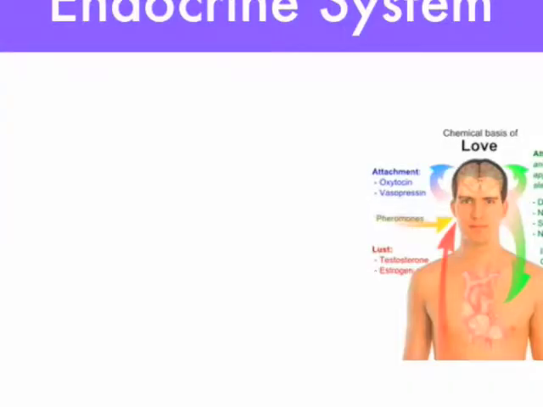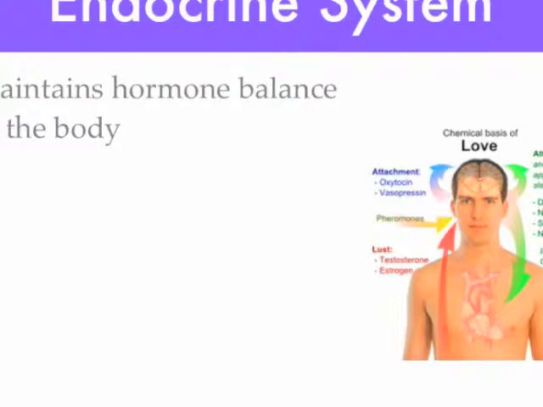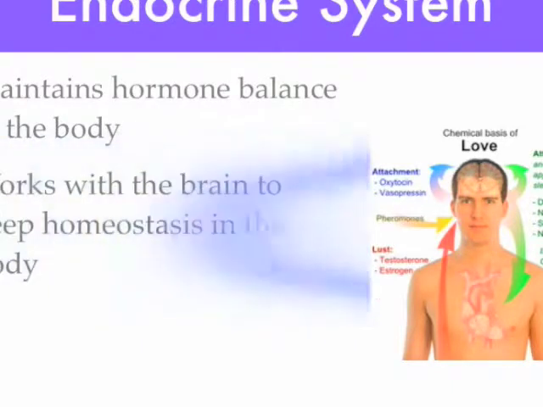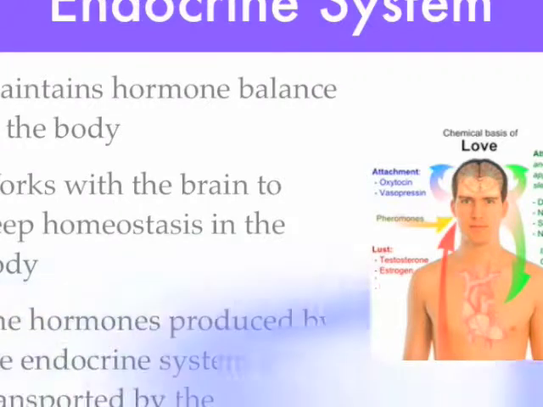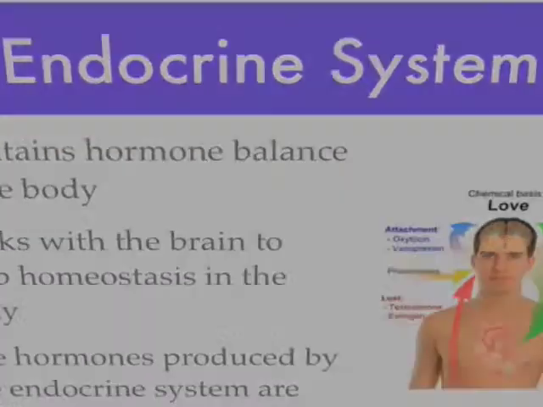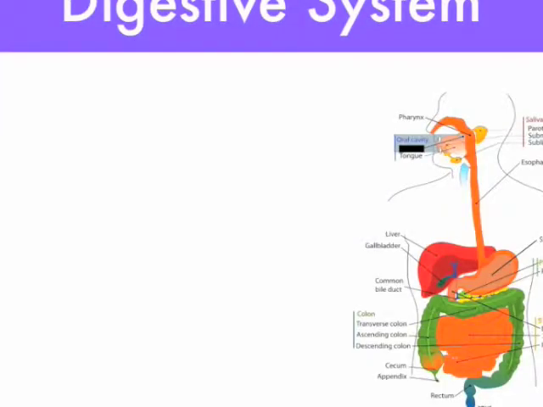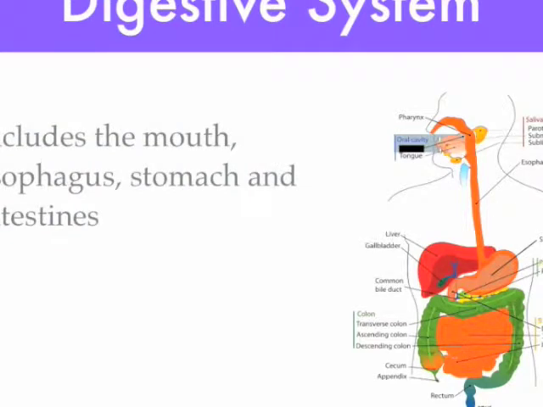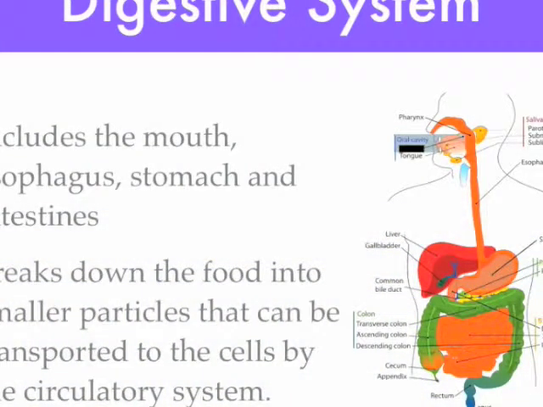The endocrine system. This maintains your hormone balance in your body. It works with the brain to keep homeostasis in your body. And the hormones produced by the endocrine system are transported by the circulatory system. The digestive system. This includes the mouth, esophagus, stomach, and intestines. It breaks down the food into smaller particles that can be transported to the cells by the circulatory system.